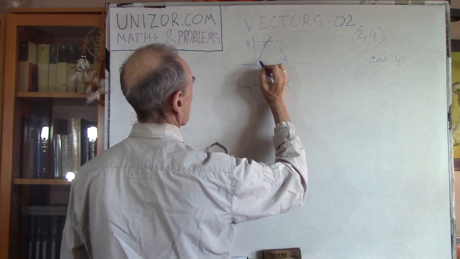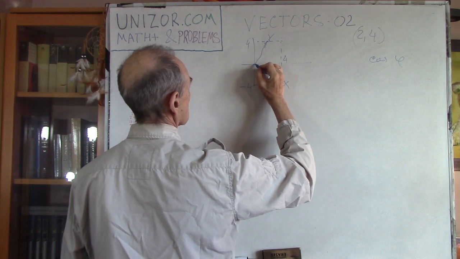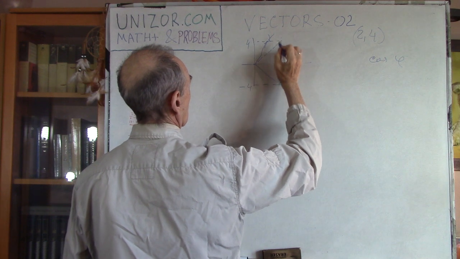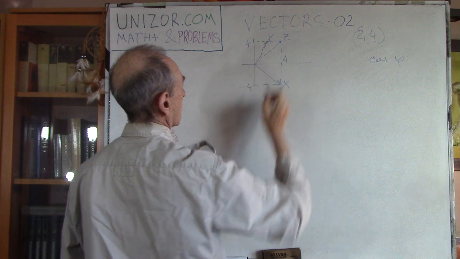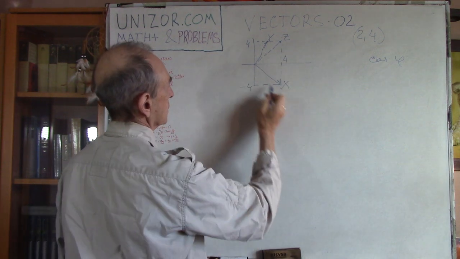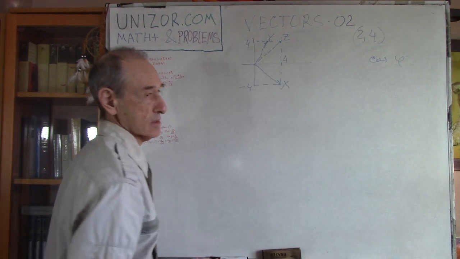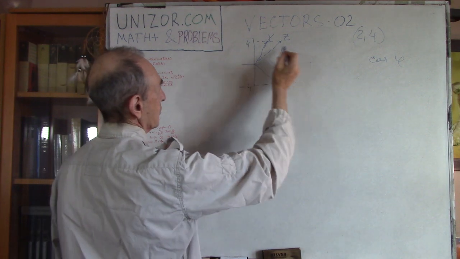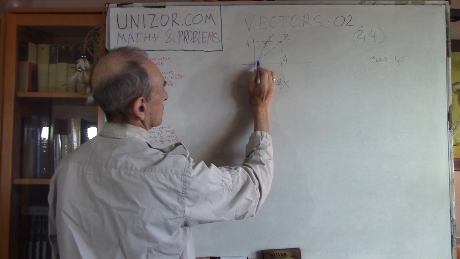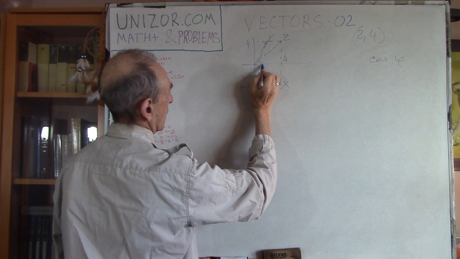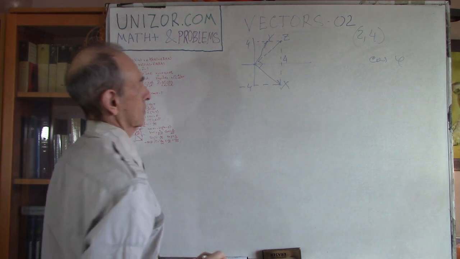So, first of all, let me just connect this and this. Call it Z. What's the difference between X vector and Z vector? Well, obviously, this is 4 by 4, this is 4 by 4, so this is 90 degrees. Right?